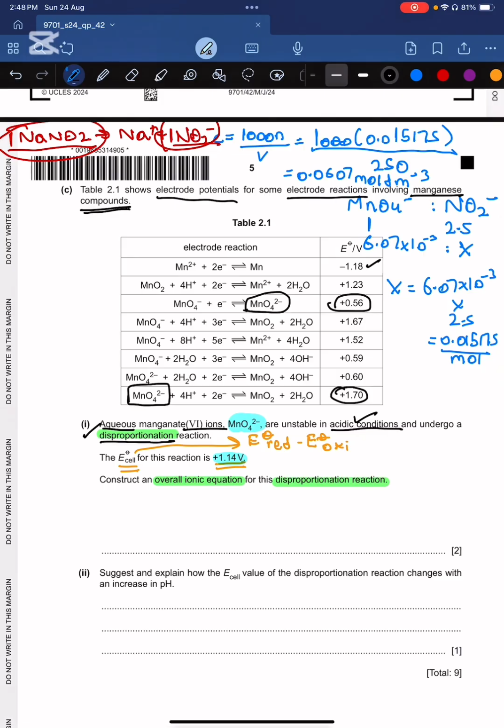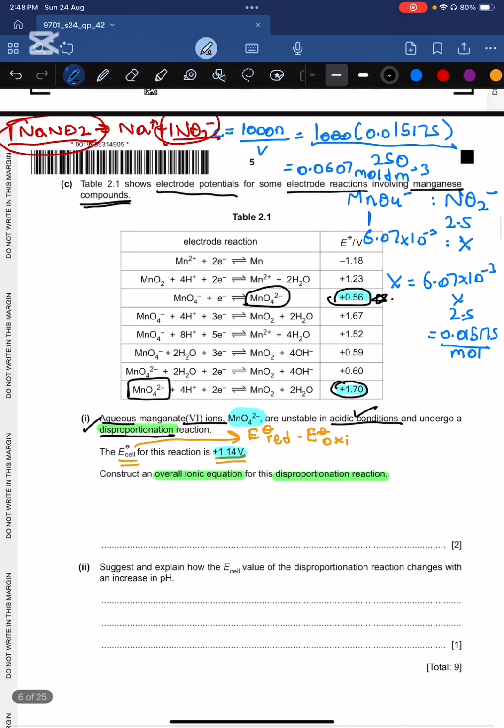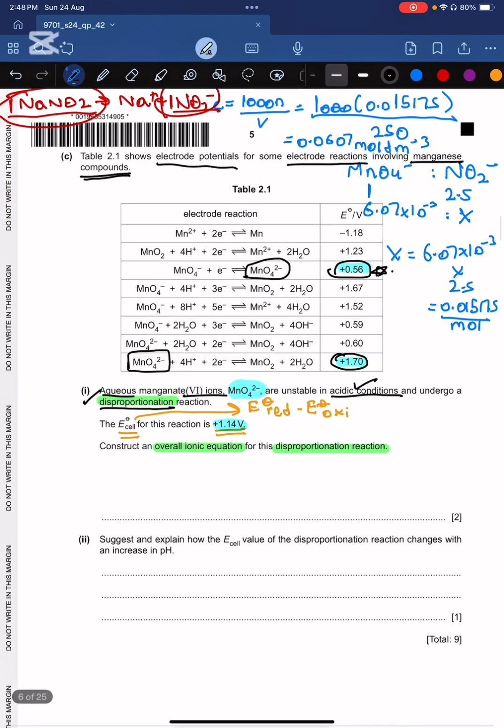Therefore, if it was this and this, it would be really clear. This is reduction, this is oxidation. But both values are positive in this case. What do I do now? The lower positive value is considered as the negative value, the value which undergoes oxidation, or the electrode which undergoes oxidation. Now, I know these are two of my reactions.